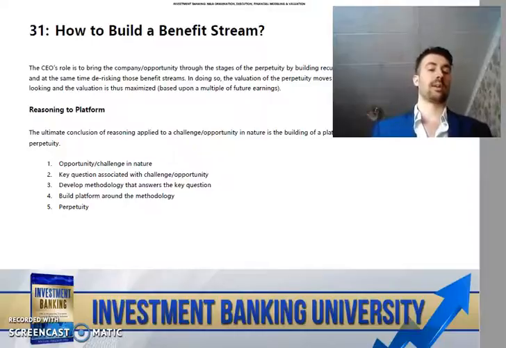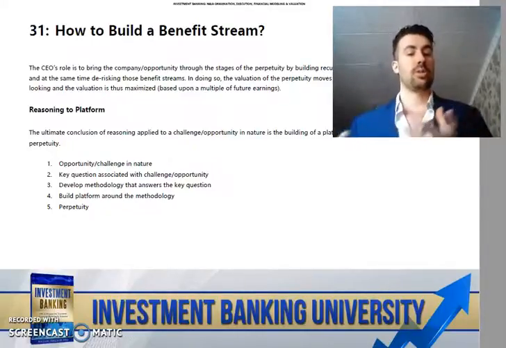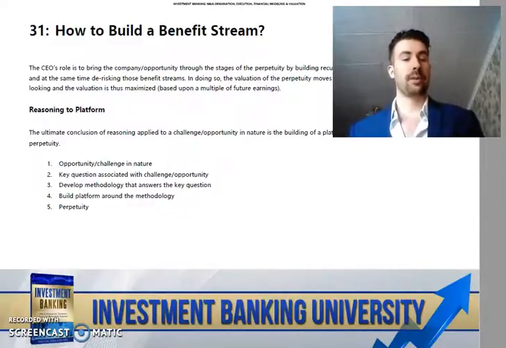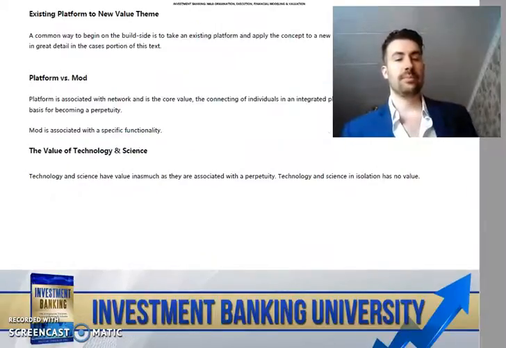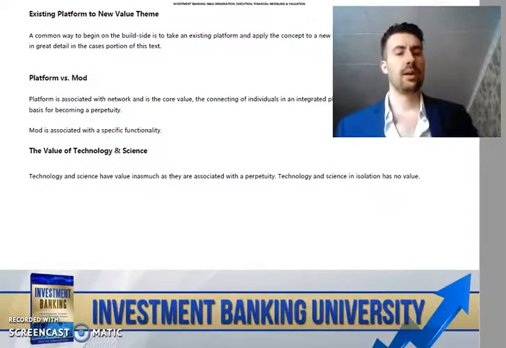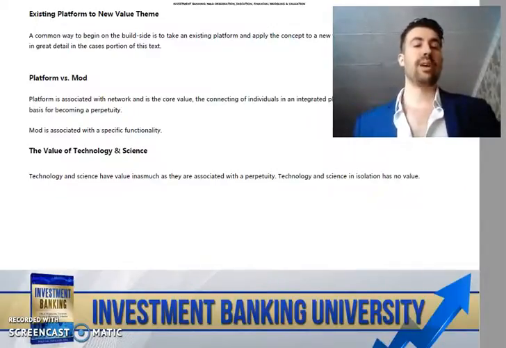So we're talking about identifying an opportunity or a challenge in nature, the key question to frame the issue, and then we're going to be developing a methodology that answers the key question. We're going to be building a platform around the methodology and then turning that platform into a perpetuity. Oftentimes, it's very helpful to think in terms of an existing platform and then applying that to a new value theme. And then we're going to talk a little bit about some cases of doing that.